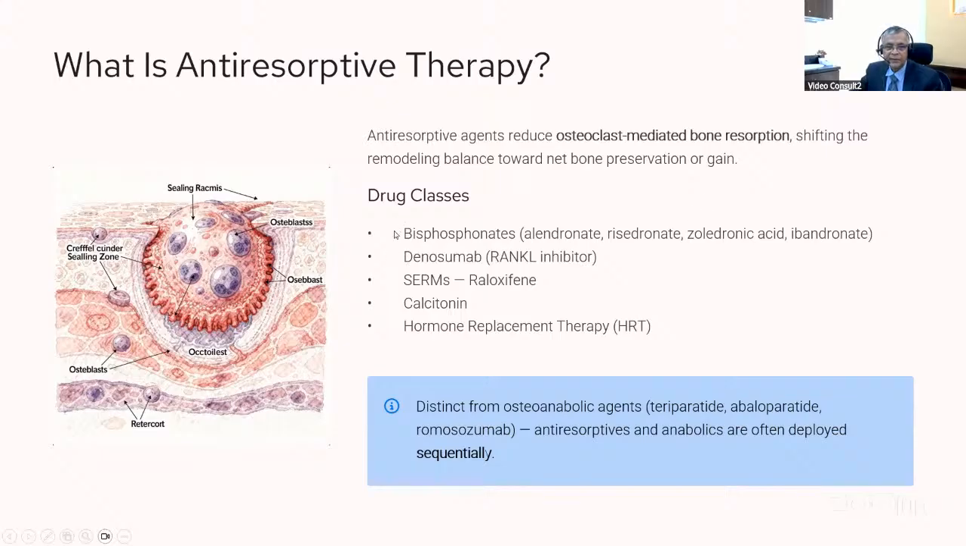The drug classes are the bisphosphonates, namely alendronate, risedronate, zoledronate, and ibandronate, and denosumab, the RANK ligand inhibitor, selective estrogen receptor modulators, namely raloxifene, calcitonin, and hormone replacement therapy. These are distinct from osteoanabolic agents, that is teriparatide, abaloparatide and romosozumab. Antiresorptives and anabolics are often deployed sequentially. So what we are seeing are the drugs which prevent bone loss, and the drugs which make the bone.